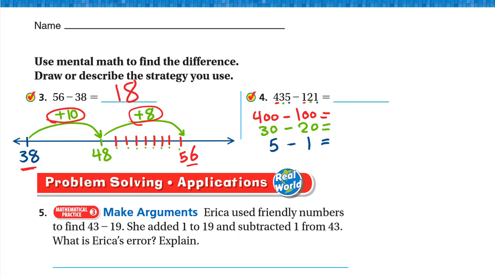Okay, so 400 minus 100 is 300. 30 minus 20 is 10. And 5 minus 1, it's 4. So to know the answer, you add these 3 numbers. Okay, so we add 300 plus 10 plus 4. We will have 314. So the answer is 314.